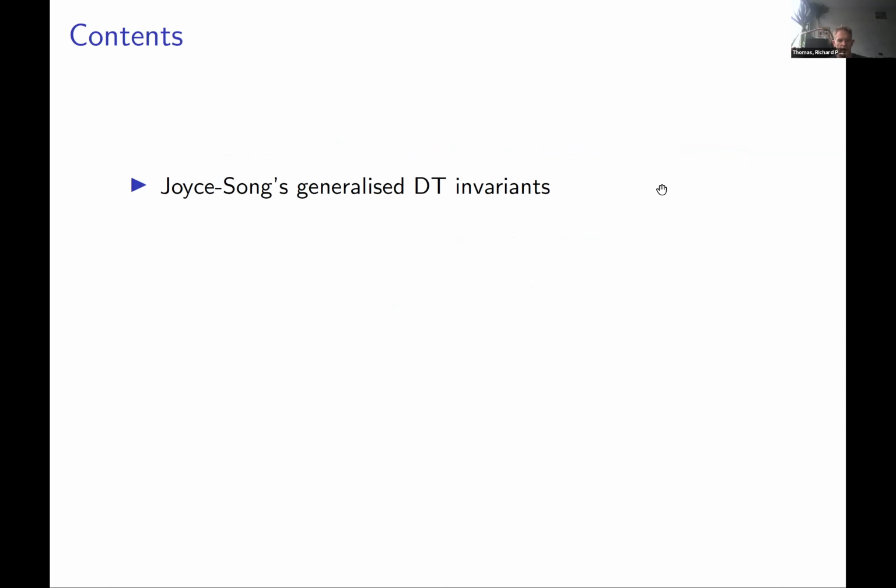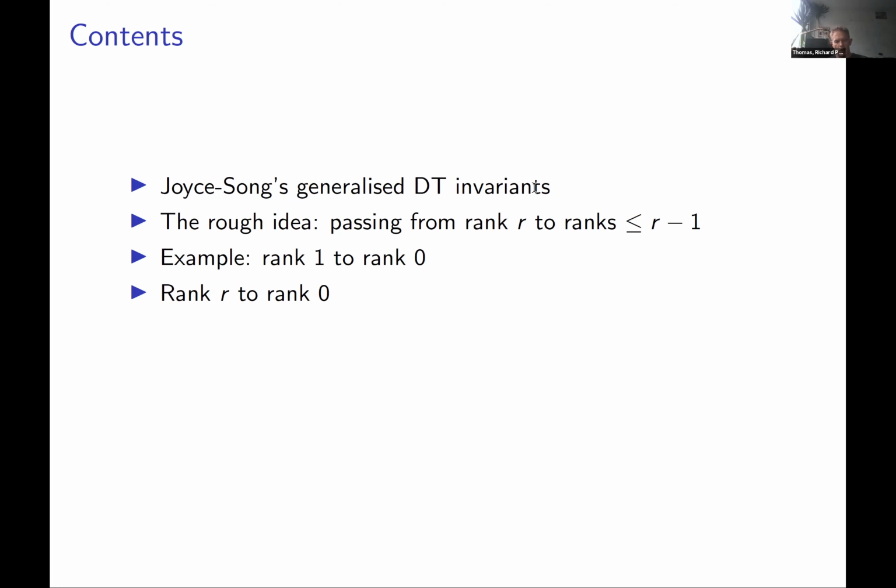So the plan is to first describe DT invariants, so classical ones, and then Joyce Song's generalized ones. And then explain the rough idea of the whole talk, which is how to express rank R DT theory in terms of lower rank. And I'll give an example which works perfectly. The other examples are much harder. There's lots of corrections, but when you start with rank one sheaves and pass to rank zero, it works extremely well with no other corrections, and the formula is extremely clean. So even though in some sense it's not what we want to do in this project, I will describe that example because it works very nicely.